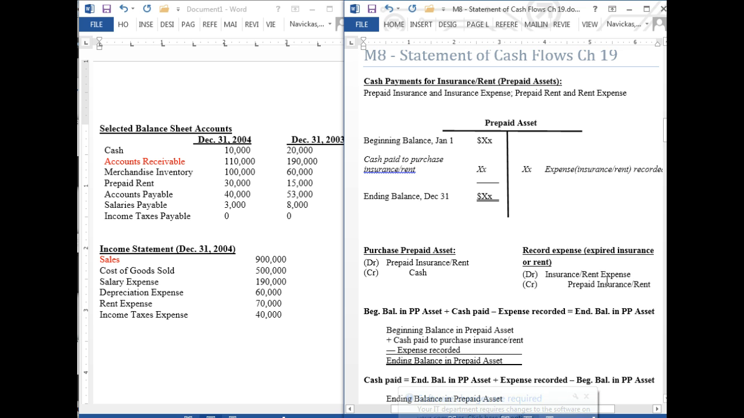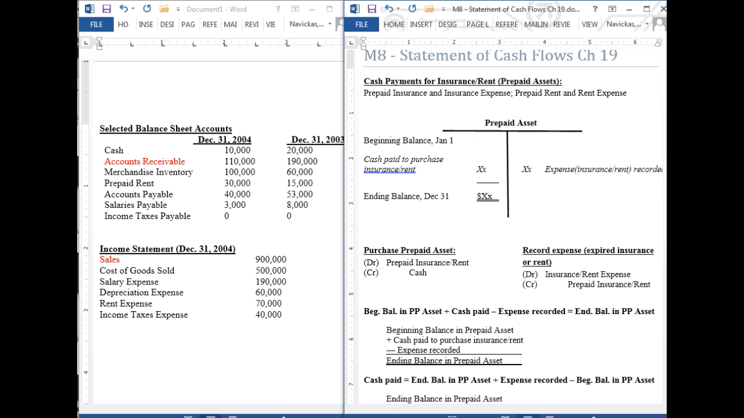How does cash impact prepaid rent? When we prepay the rent, we debit the asset, we credit cash. So now what are we trying to solve for? We're trying to solve for that debit to prepaid rent. This is our missing variable. This is what we're trying to solve for, the cash paid to purchase the rent. So the expense, remember the expense is a debit and then it's a credit to prepaid rent. So how does the expense impact the prepaid rent? With a credit. So now we have enough information and we're going to punch it in.